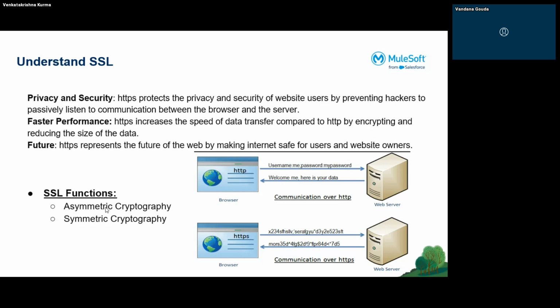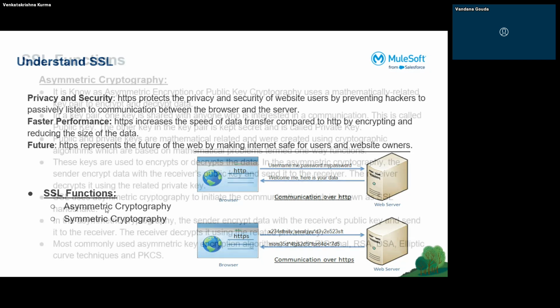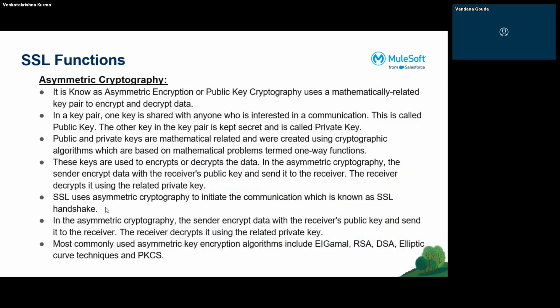We are connecting to the web server. There are multiple functions we have, like asymmetric cryptography and symmetric cryptography. Coming to asymmetric cryptography, everyone knows the cryptography format; it contains mathematically related key pairs to encrypt and decrypt the data. In the key pairs, one key is shared with anyone interested in communicating, and this is called the public key. The other key of the pair is kept secret, and is called the private key.